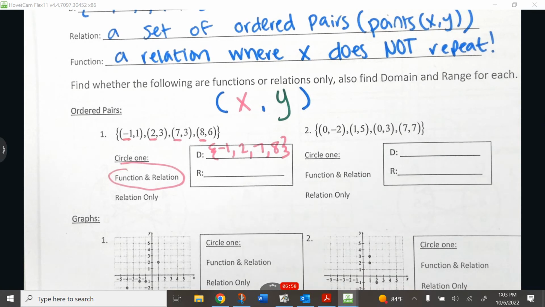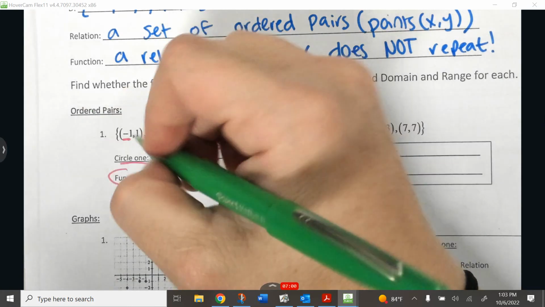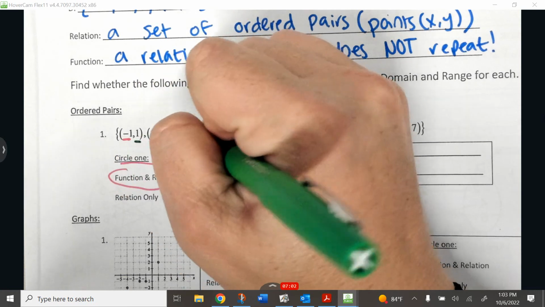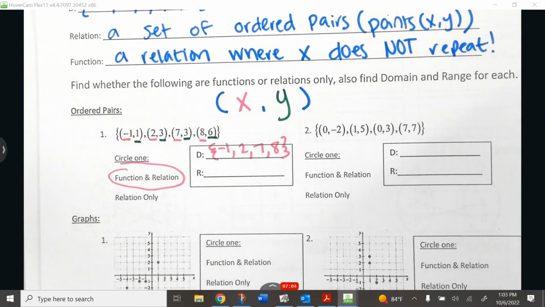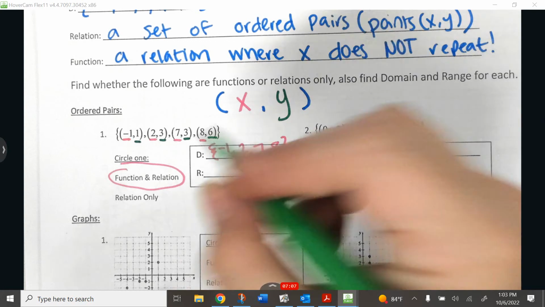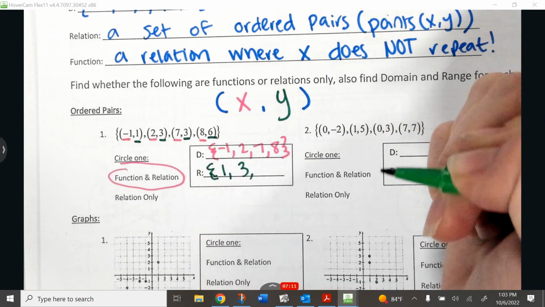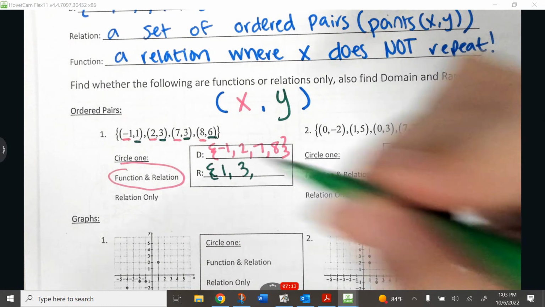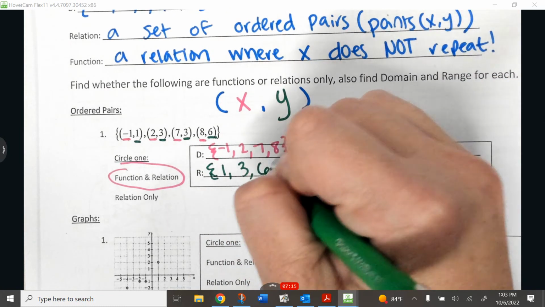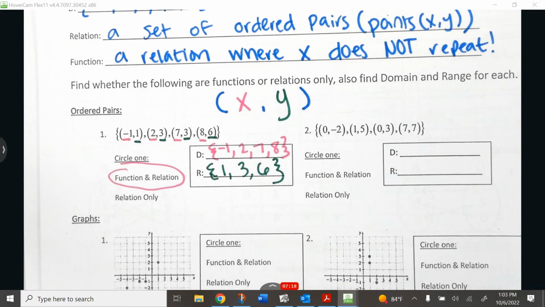Okay, now range is my y values. So I have 1, 3, 3, 6. So what's my smallest y value? Then what? And then 3 repeated. Do I have to write it twice? No. What's my next value? 6. Now, if you were to write it twice, I'm not going to necessarily take off, but I want you to realize that on a test or final, whatever you have to take, it will not repeat them.